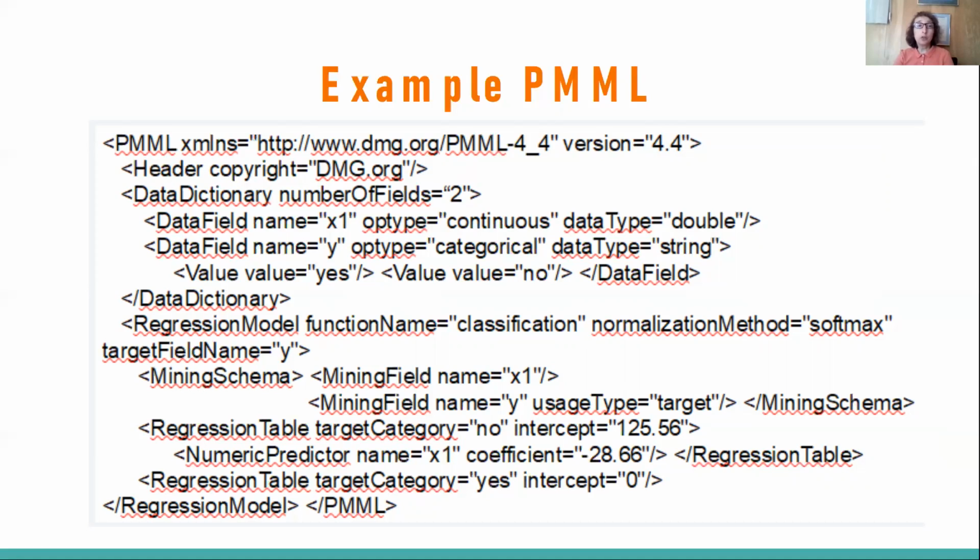And then regression model is the main element, is the model element in this PMML. And the function name is classification, could be also regression, clustering, etc. And here the mining schema inside regression model tells us that x1 is the predictor and y is the target. And then we have the intercept and the coefficient for the x1.